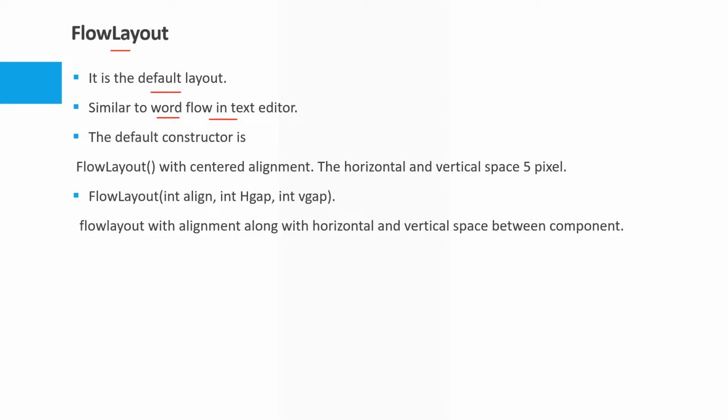The default constructor for flow layout creates a flow layout with center alignment, and the horizontal and vertical space between AWT components is 5 pixels by default. Another constructor takes the alignment, horizontal space and vertical space, so we can assign the pixels of horizontal and vertical space between the AWT components.